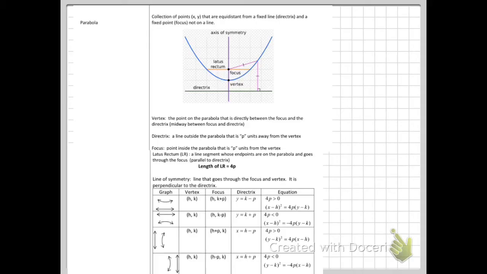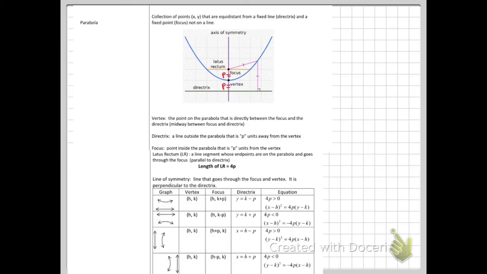A vertex is the point on the parabola that's directly between the focus and the directrix, midway between the focus and the directrix. So the distance from focus to directrix is equal to the distance from focus to vertex, which is equal to the distance from vertex to directrix. Directrix is a line outside the parabola that is p units away from the vertex. So if they just define that as p, then this distance up here is p also. Focus is a point inside the parabola that's p units from the vertex.